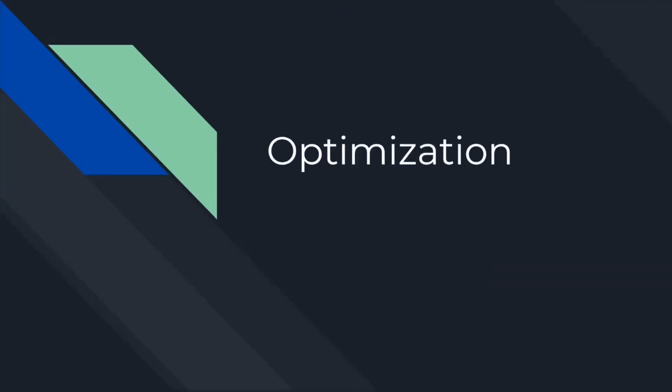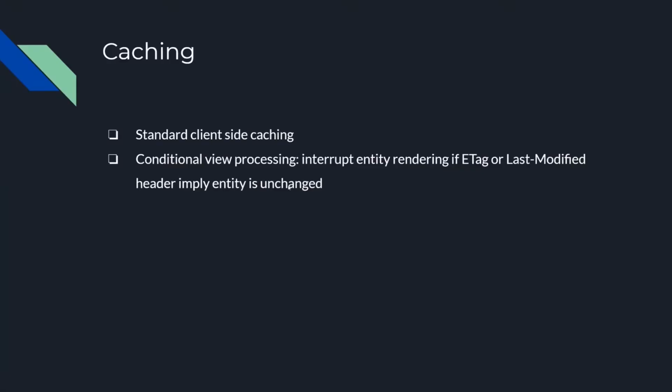Okay, so I'll be talking about the optimization side of things for Django. Obviously, one of the most important things for optimizing a web application is just going to be caching. On the client side of things, there's standard client-side caching. But Django also has a feature that they call conditional view processing, which allows you to interrupt a template or view being rendered if the ETag or Last-Modified header imply that the entity is unchanged. So you don't have to render the entire page, you can just exit rendering early if you can.